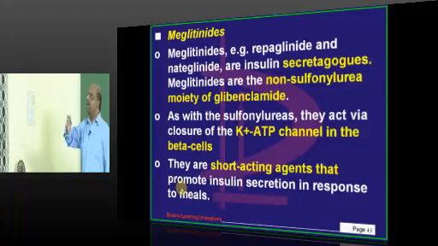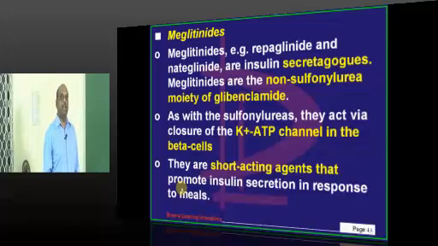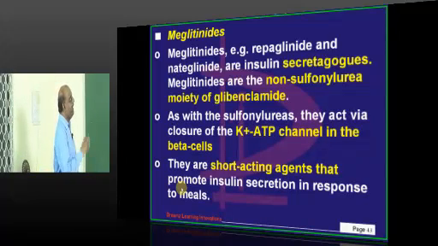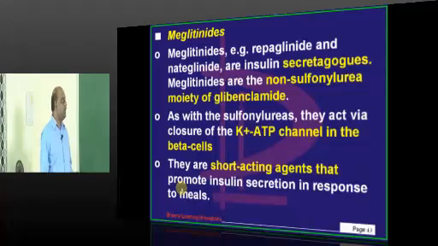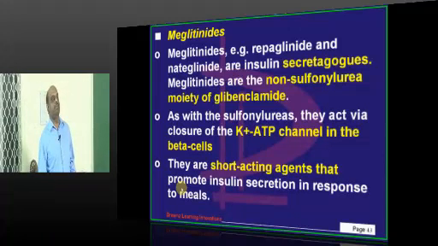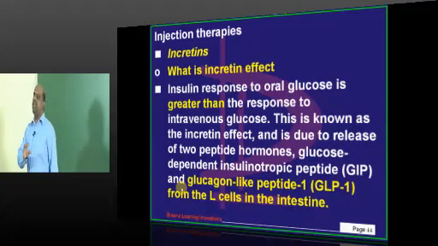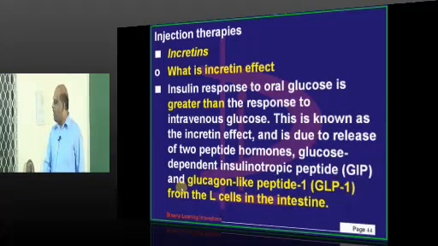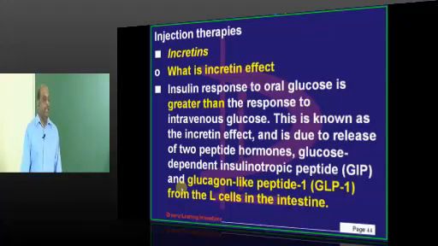But unlike glibenclamide or any sulfonylurea which are more long acting, the repaglinide, nateglinide, they are short acting in nature. So there is an advantage and they typically promote the insulin secretion in response to the food. So they are called insulin secretagogues. Now a few injection therapies we need to know. 3-4 comments about each of these injection therapies is a favorite topic of the examiner. Incretins.